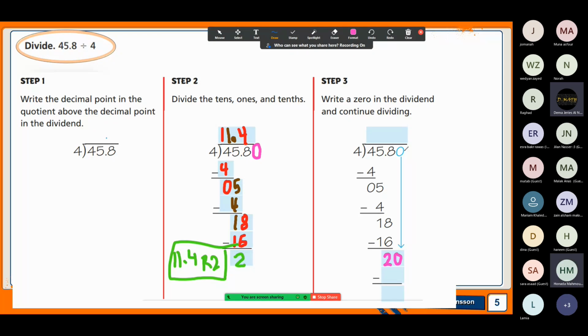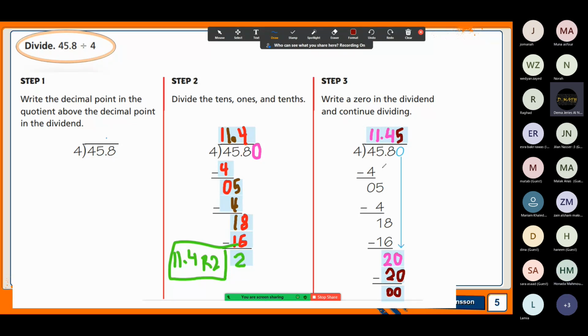After that, we have 20. Divided by 4 is what? 5. We said that is the answer. Then 20 divided by 4 is 5, and 5 times 4 is 20. And the remainder is what? 0. Now the remainder is 0. I will stop here.